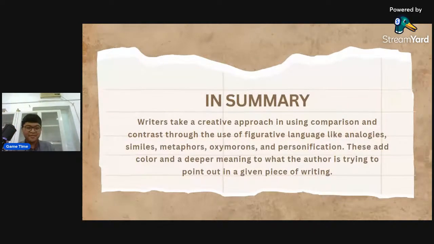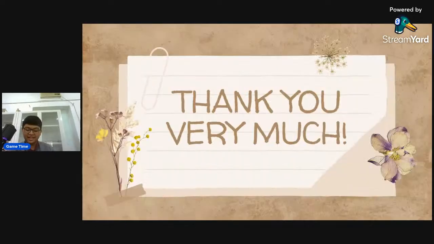Now, in summary, writers take a creative approach in using comparison and contrast through the use of figurative language like analogies, similes, metaphors, and personification. These add color and a deeper meaning to what the author is trying to point out in a given piece of writing, whether academic or creative. So that would be the end. If you have any further questions, that would be saved for later. We can move on to game time. I hope a lot of you can participate.